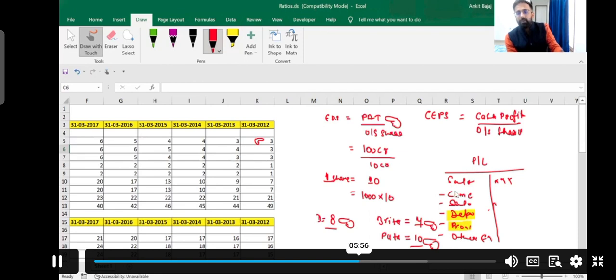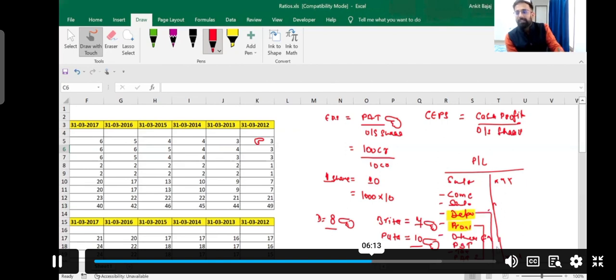Once we reduce all these expenses from sales, we get PBT. After deduction of tax, we get PAT. So if you see here, PAT includes non-cash expenses also.